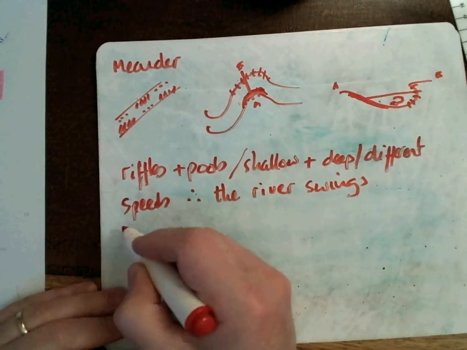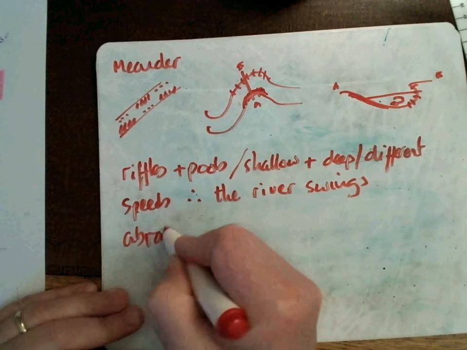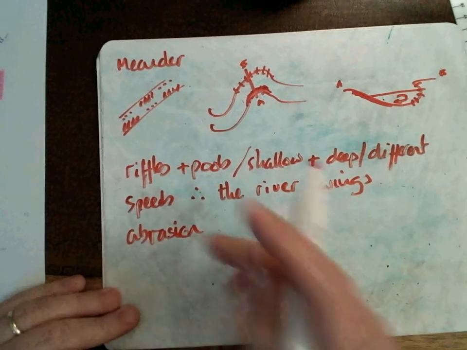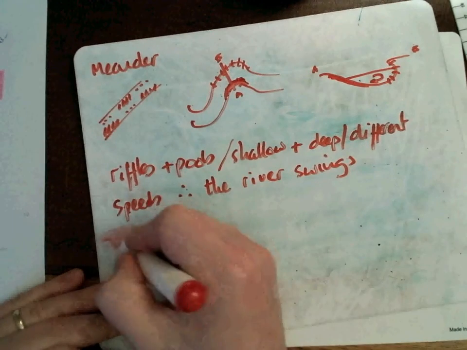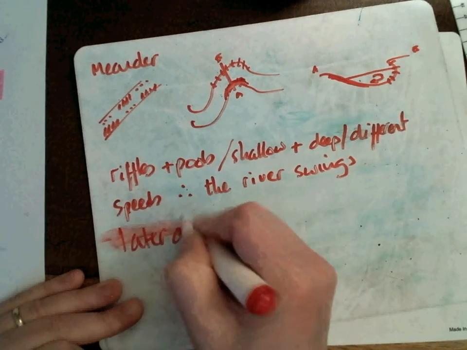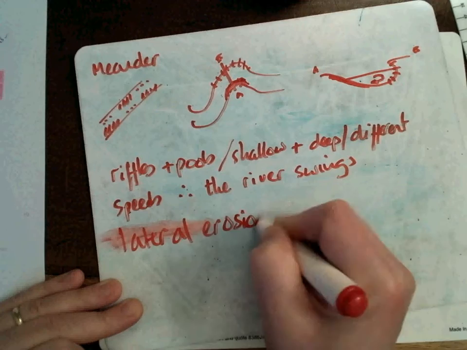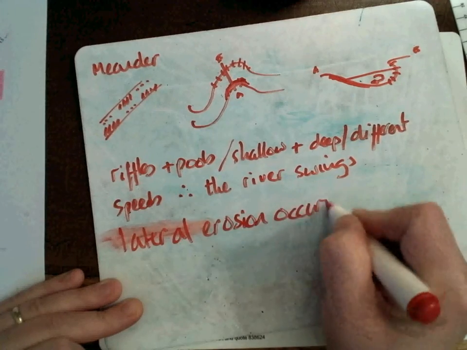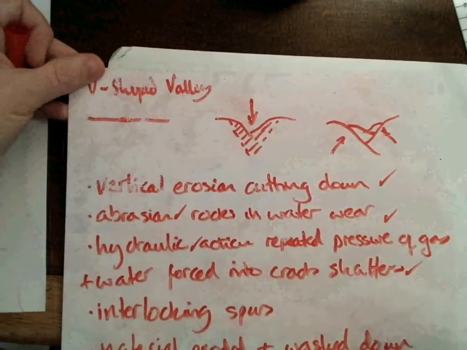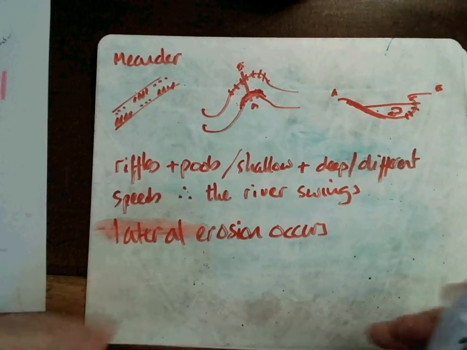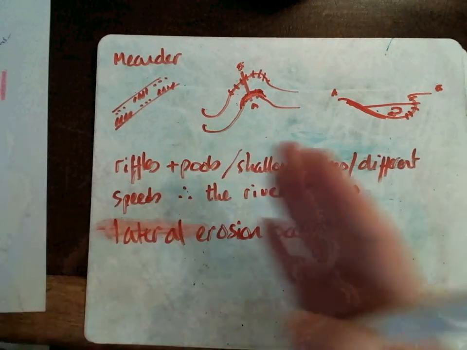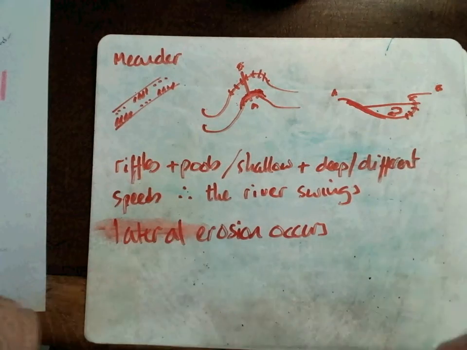As the swinging motion takes place, lateral erosion occurs. Just like in the V-shaped valley where we had vertical erosion, lateral erosion is the opposite of vertical. It means side to side as opposed to up and down.